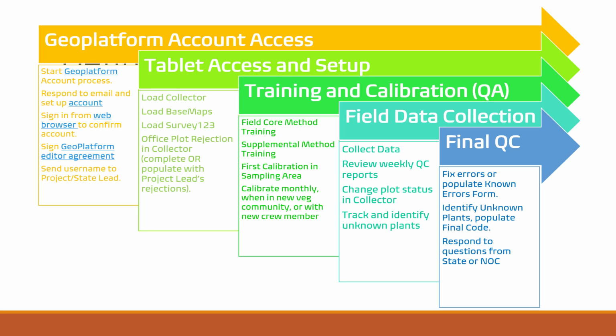This slide is just to remind you of the workflow of setting up and conducting a project through Collector and Survey 123, and that it is important to know who does what, or who should be doing what, from the field crew to field office to state office to the NOC. Because if someone waits to do their role only when absolutely necessary, that is usually too late.